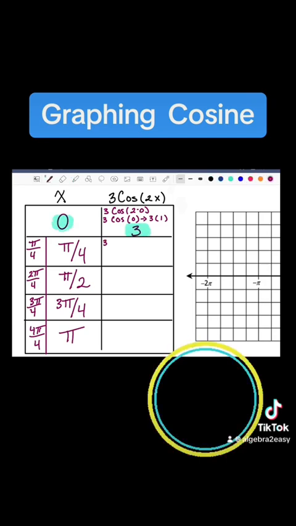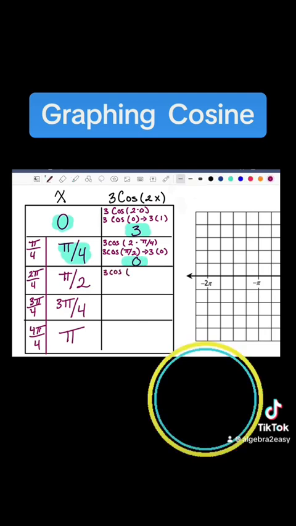Let's keep going. 3 cosine of 2 times pi over 4. If we multiply that, we get pi over 2. So 3 times cosine of pi over 2. Well, cosine of pi over 2 is 0. 3 times 0 is 0. So now we have our second ordered pair.